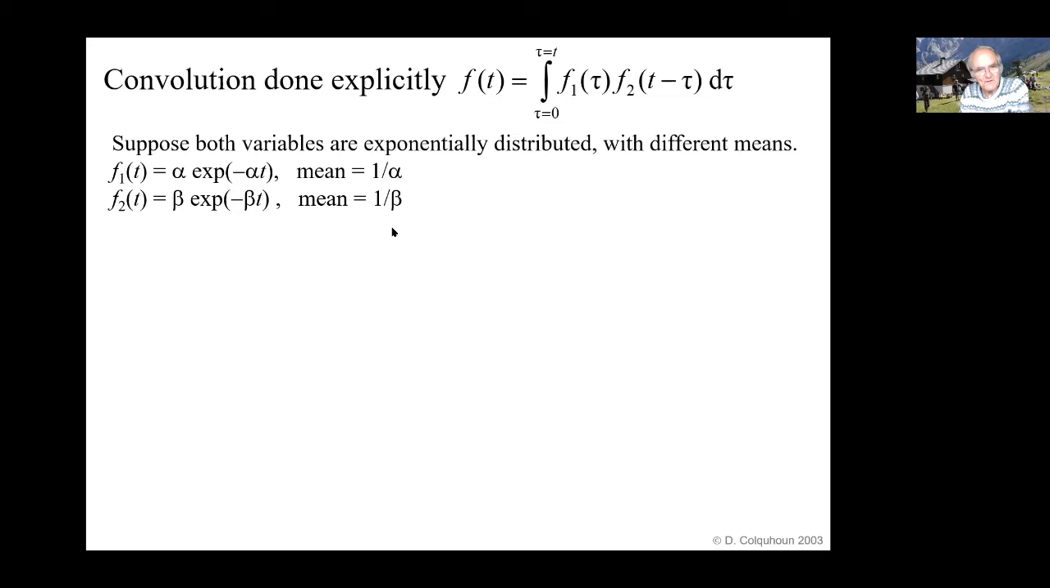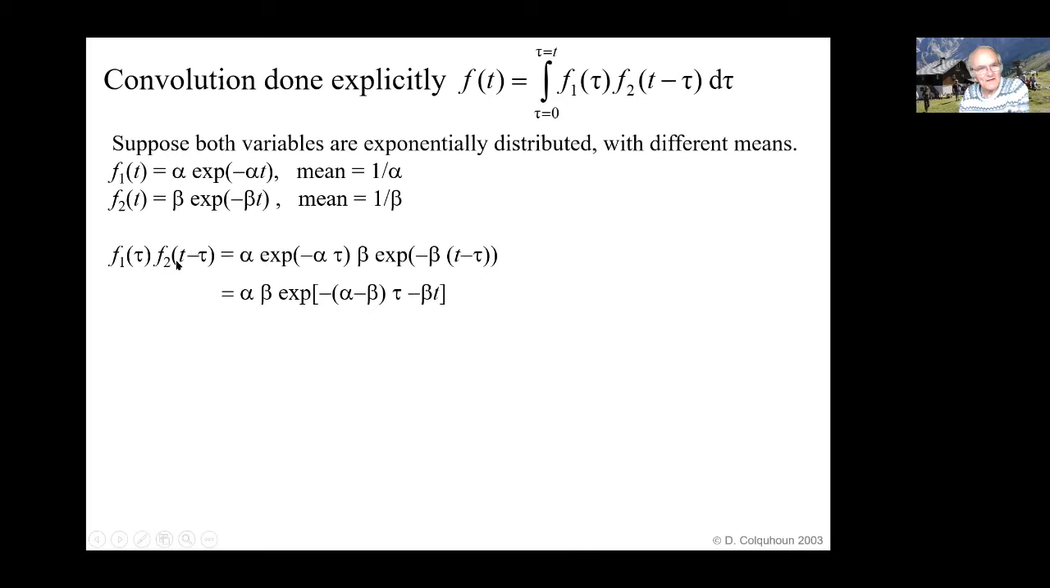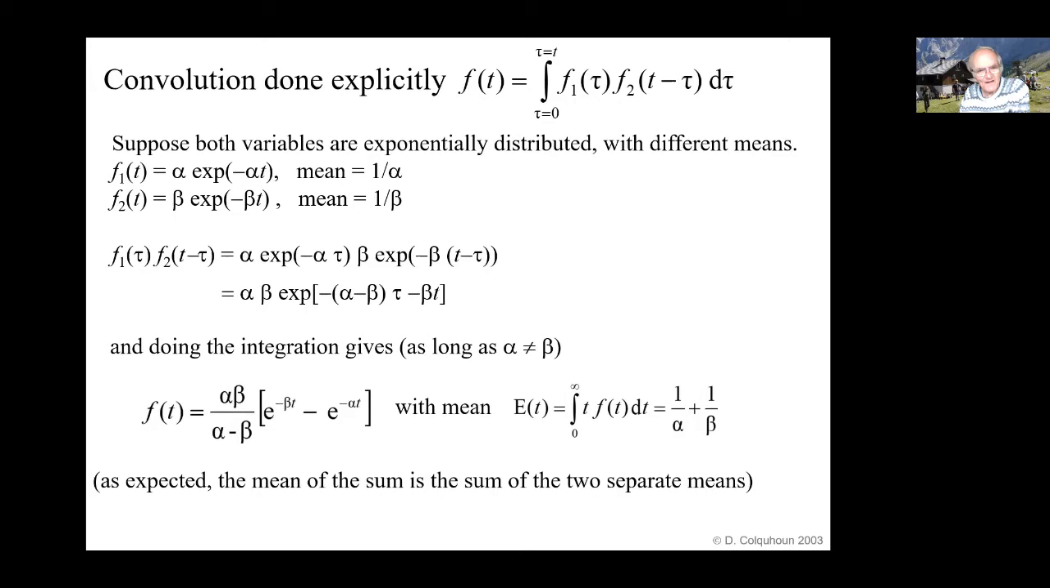So the integrand is this. That's f1 of tau. That's f2 of t minus tau, which can be written in this form, so that tau only occurs once. And you can integrate that fairly easily. And the answer comes out to be, as long as alpha isn't equal to beta, this. So f of t is the difference between two exponential components. And the mean length of this sum is 1 over alpha plus 1 over beta, which is the sum of the mean lengths for the first interval and for the second interval. So that's very intuitively obvious.